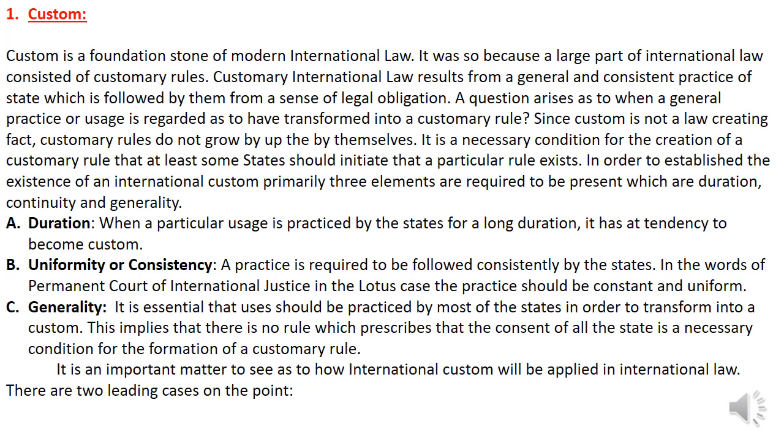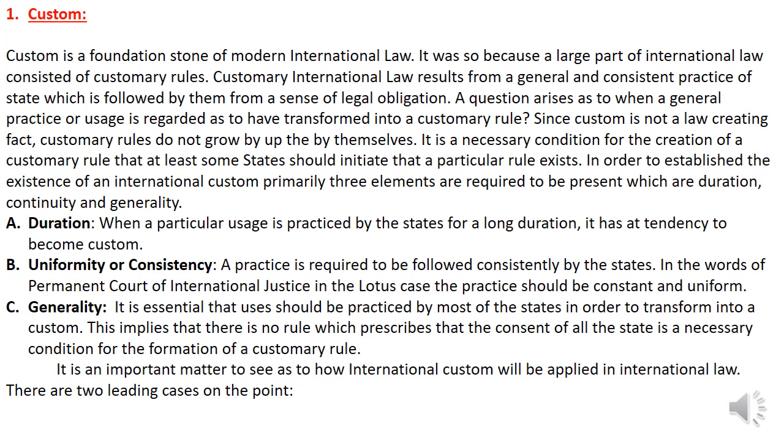Generality. It is essential that usage should be practiced by most of the states in order to transform into a custom. It also implies that there is no rule which prescribes that the constant consent of all the states is a necessary condition for the formation of a customary rule. So duration, uniformity or consistency, and generality are the three elements which are required to form a custom.